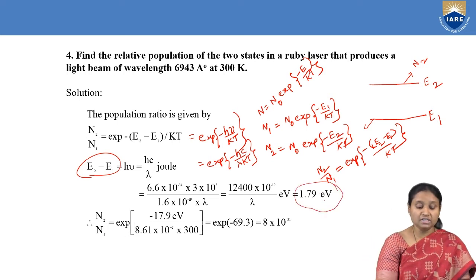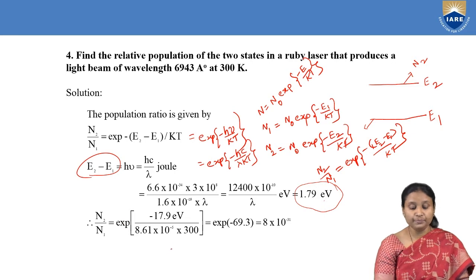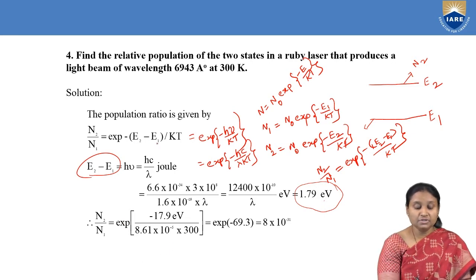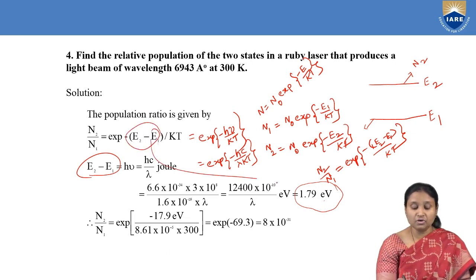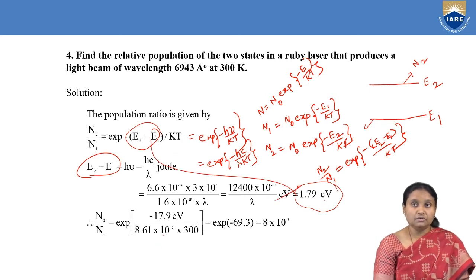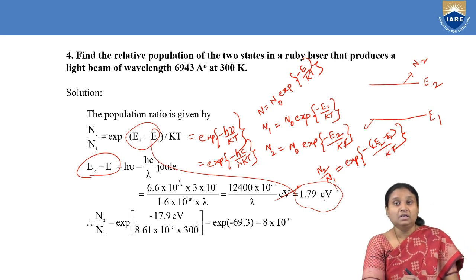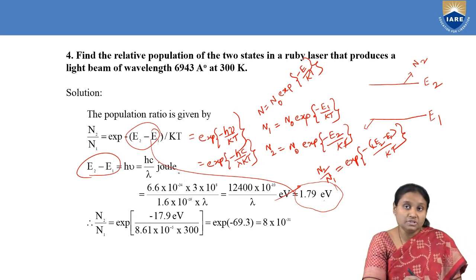Then N2 by N1 is exponential of this value. So first I have calculated E2 minus E1, this is what we got, and then we have in the denominator KT. Here also K, either we can use E2 minus E1 directly in joules, then we can use our K value in joule per Kelvin. Otherwise, if we are getting this difference in energy level in electron volts, then we have to convert our Boltzmann constant also in electron volts.